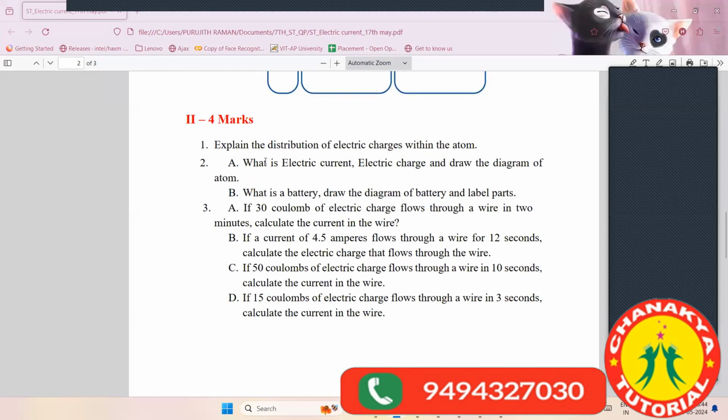So the second one: what is electric current, electric charge, and diagram of an atom? I think it's a very simple, easy, straightforward question. Yes, ma'am. What is a battery? Draw the diagram of a battery and label the parts. Again, I have given this as homework. Those who did the homework would not even have drawn it again. Just take the photo of that copy and send it.